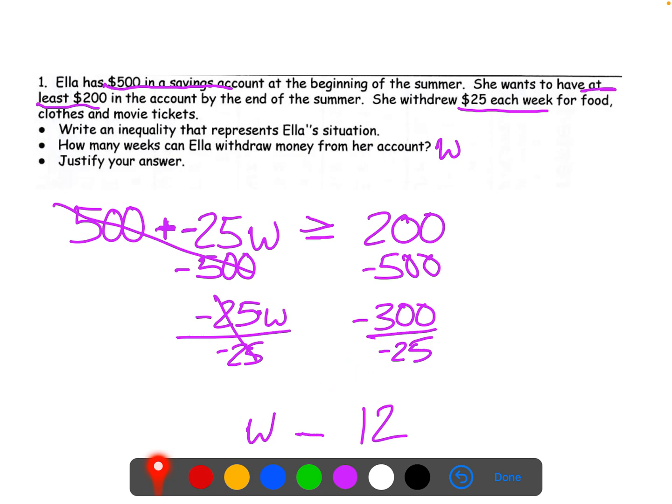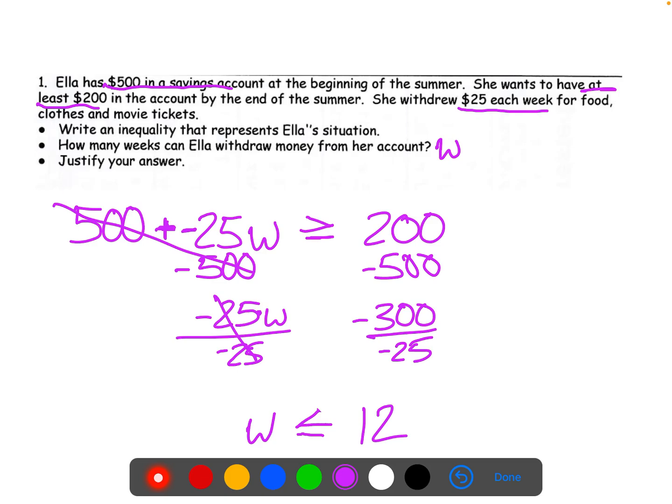Well, each week she's taking $25 out of her account, and we're trying to keep that amount above or greater than $200. So if she keeps taking money out, more weeks taking more $25 out, she's going to dip below the $200 she needs to keep in her account, and that's going to be a problem. So we do not want to keep the symbol the same, because that would mean more than 12 weeks of removing $25. Instead, we want the weeks to be less than 12 or equal to 12.